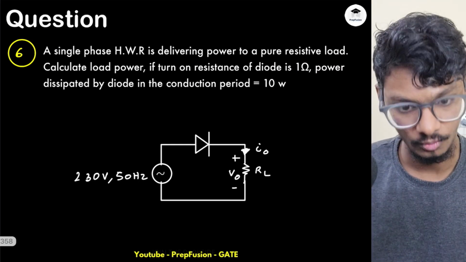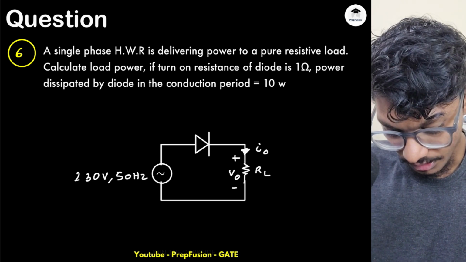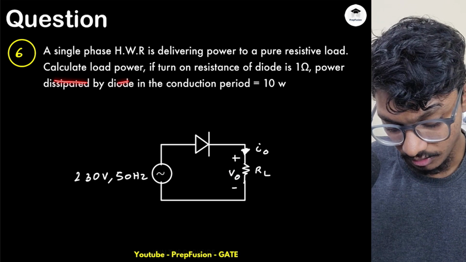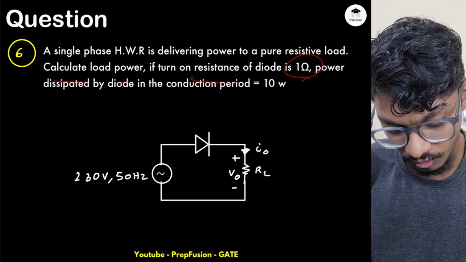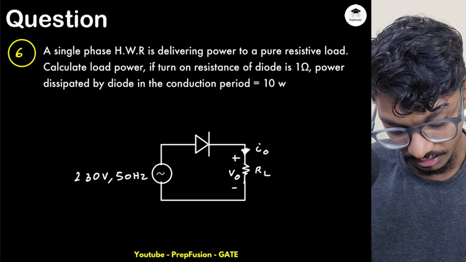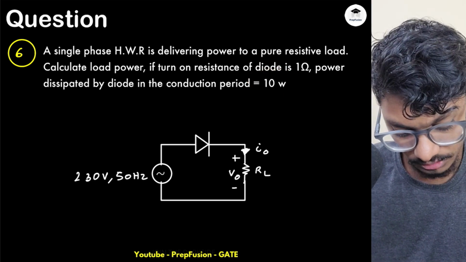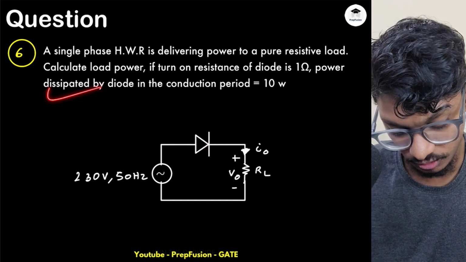Let's move on to the next question. A single phase half wave rectifier is delivering power to a pure resistive load. Calculate load power if the turn on resistance of the diode is 1 ohm and power dissipated by the diode in the conduction period is 10 watts. Okay, so the turn on resistance is 1 ohm and it is also dissipating 10 watts of power.